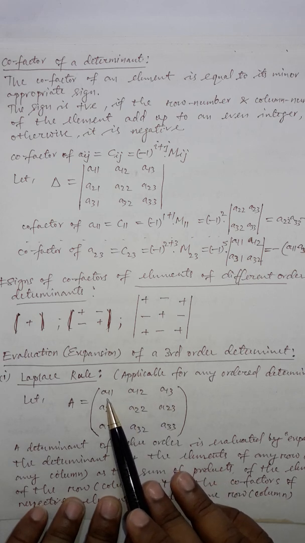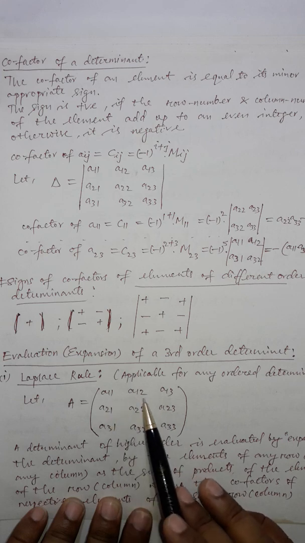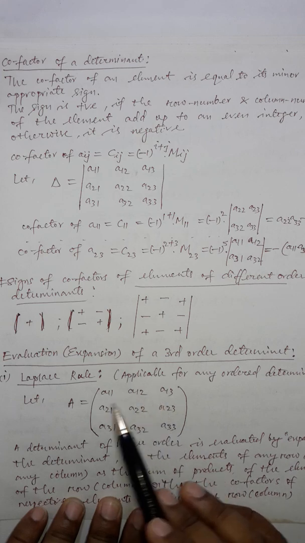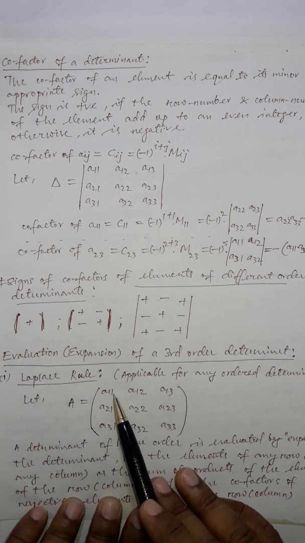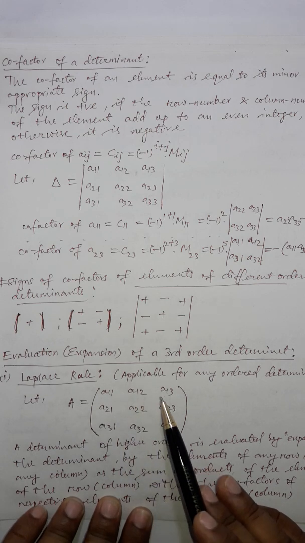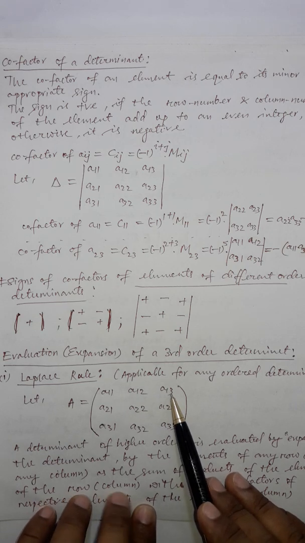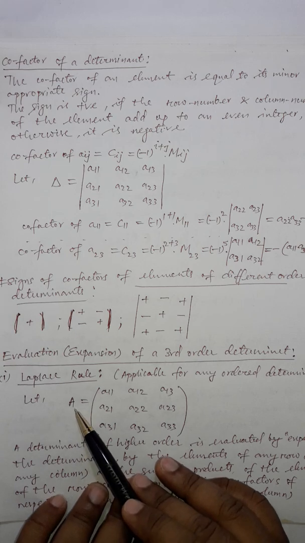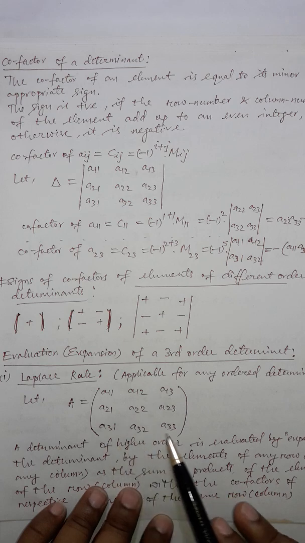So, the elements on the first row are A11, A12 and A13. What you have to do is multiply the elements of this first row with their own cofactors, and then add the 3 products, and the result will be the determinant of this matrix A. That means, A11 multiplied with C11 plus A12 multiplied with C12 plus A13 multiplied with C13 will result in the determinant of the matrix A, and you can adopt the same process with any row or any column.